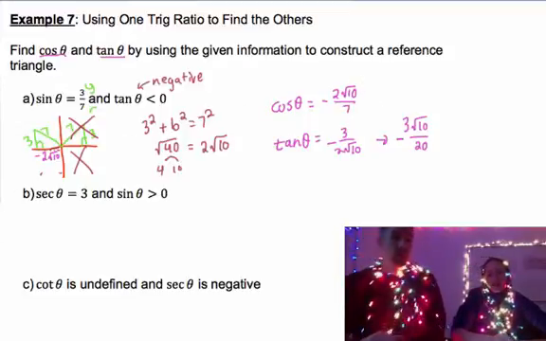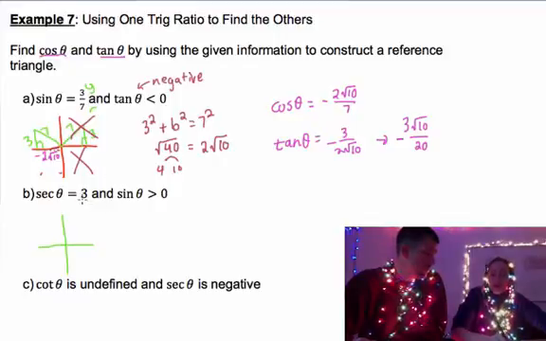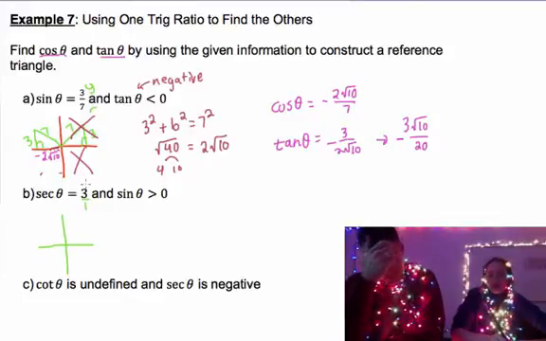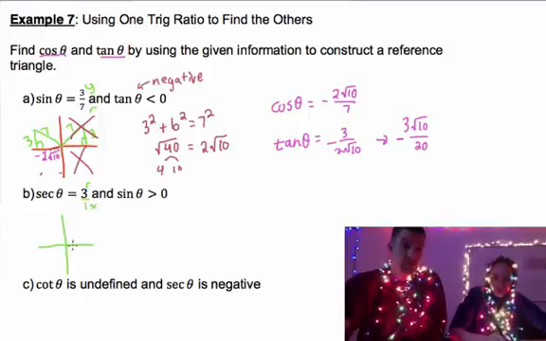All right, so B, secant theta equals 3, where sine theta is greater than 0. So again, we're going to use our cool Sherlock Holmes process of elimination. Also, it's helpful to remember that 3 is 3 over 1. Because we've got r over x, since this is related to cosine. So our x value is 1.